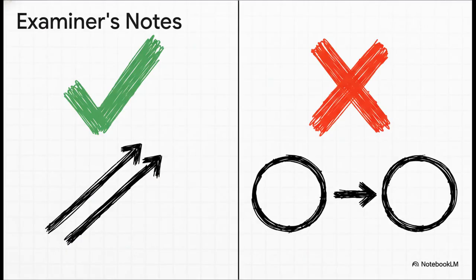Now, this is where it gets really interesting. Look at the examiner's notes. You get the mark for saying there's a correlation or that they're in proportion. But check out what you don't get the mark for, saying one causes the other. Correlation is not causation. Being that precise with your scientific language is absolutely key to banking these marks.